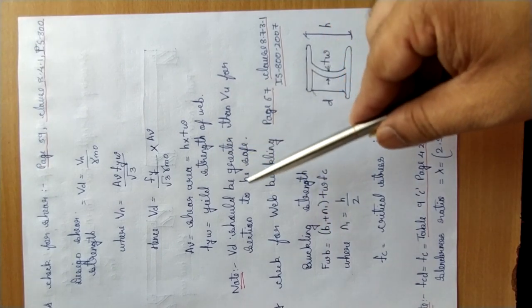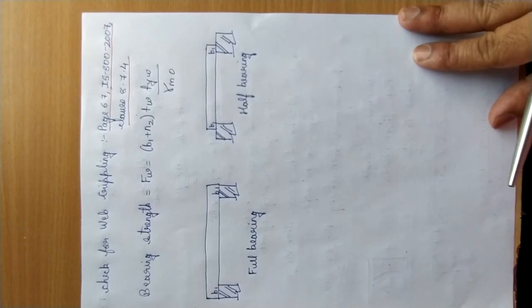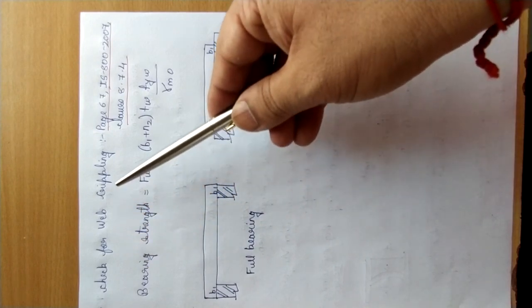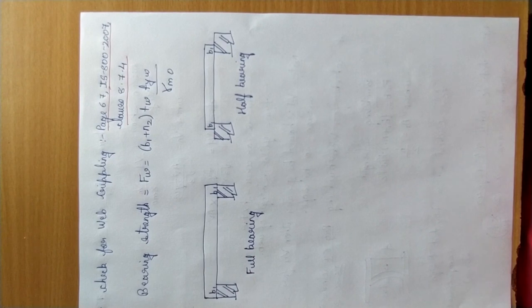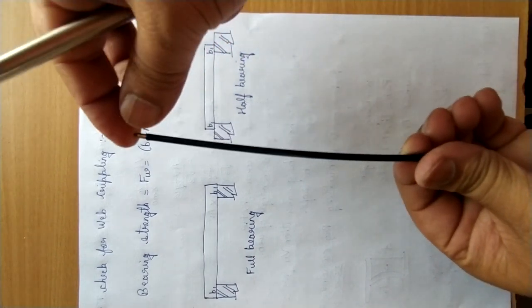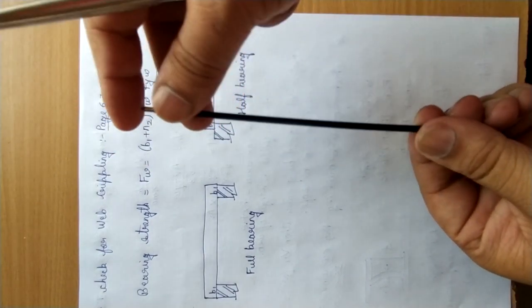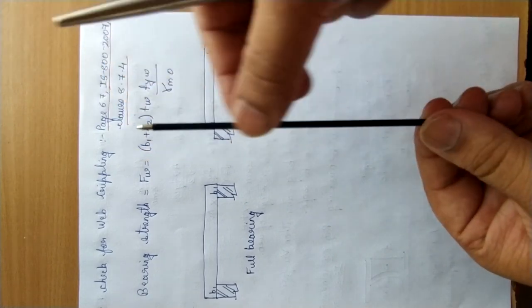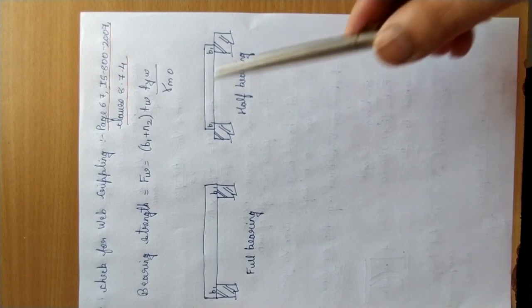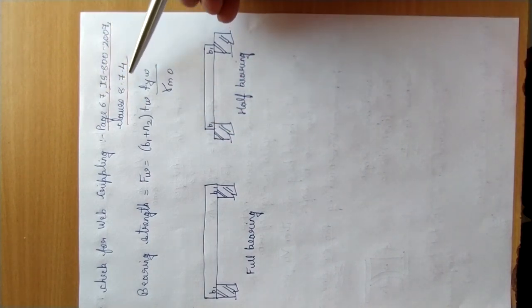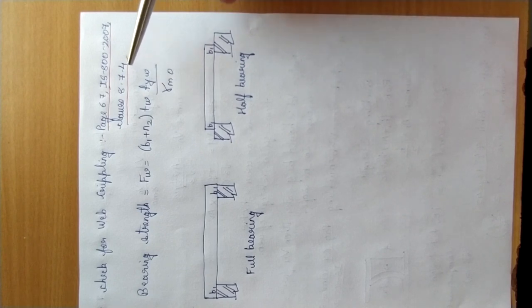Now we will go to the next part, that is check for web crippling. So this is again just like I told you earlier, it may happen that when we apply a force, this is a thin portion of the I section, so it may cripple. So for that also a clause is given. That is on page number 67, IS 800-2007, clause 8.7.4. So let us see what is that formula.